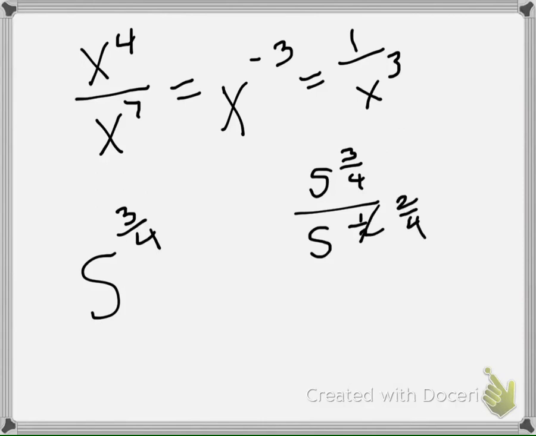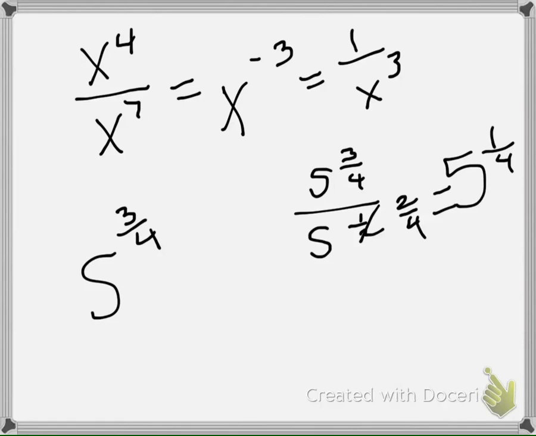So now you've got s to the 3/4 divided by s to the 2/4. You're subtracting. 3/4 minus 2/4 would give you 1/4. So s to the 1/4 power.